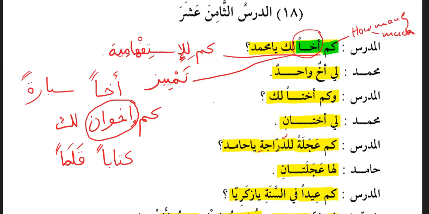We do have some exceptions, like for example, Allah mentions in the Quran. So he says, وَكَمْ مِنْ مَلَكٍ فِي السَّمَاوَاتِ.